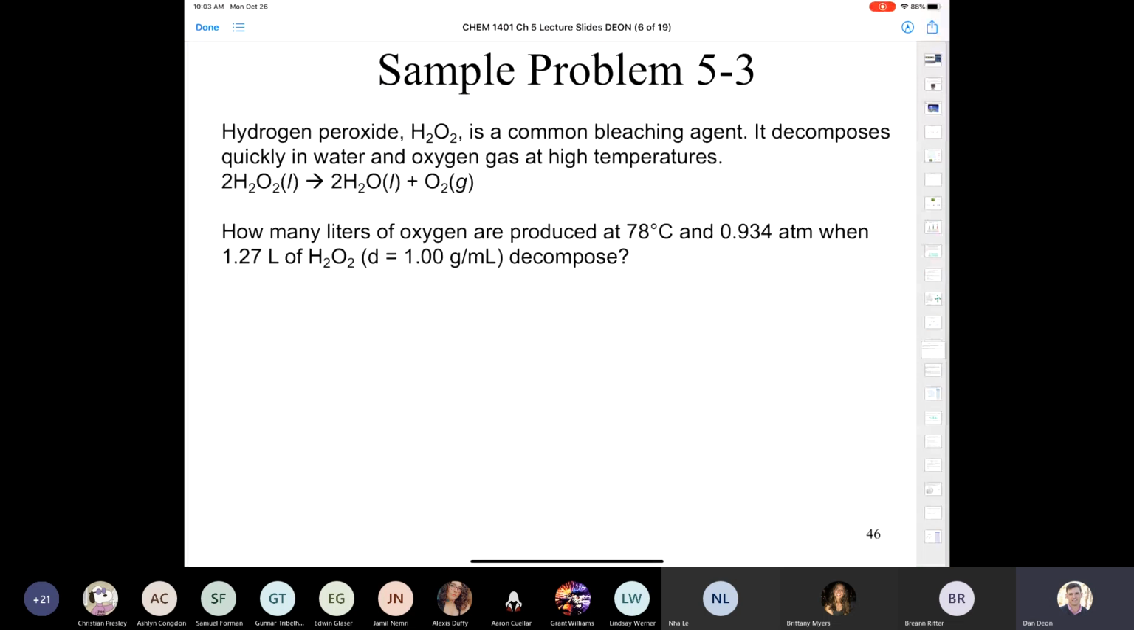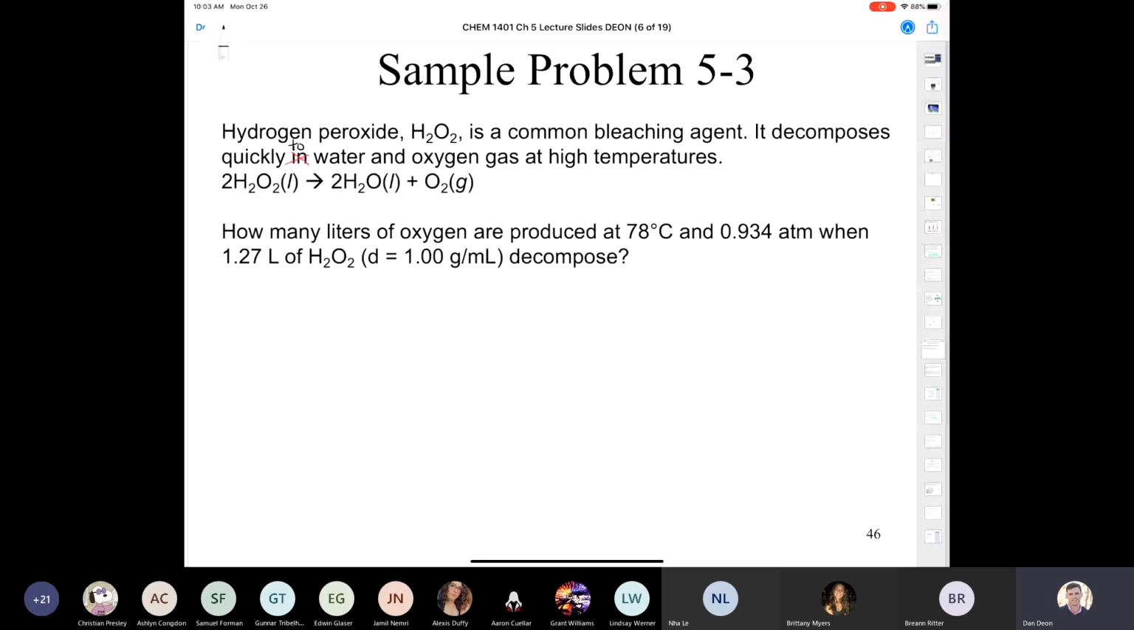Hydrogen peroxide is a common bleaching agent. It decomposes quickly to water and oxygen gas. Let me just fix the grammar here. The way I read it would be like that: hydrogen peroxide is a common bleaching agent. It decomposes quickly to water and oxygen gas at high temperature. So here's the balanced equation.